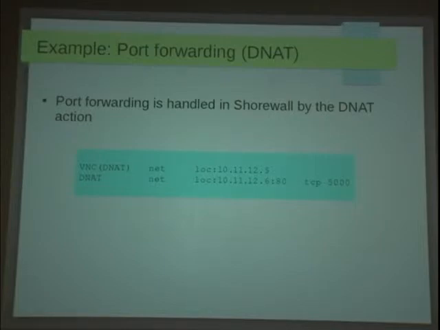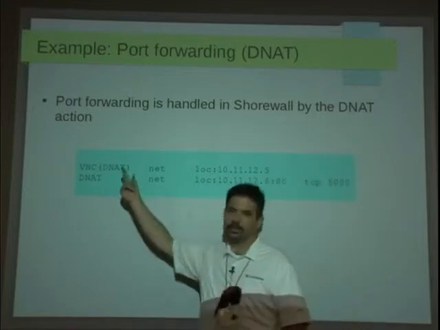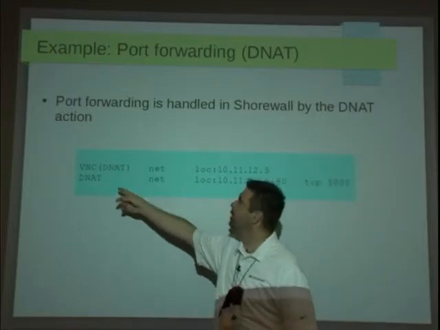Okay, so one thing that most people want to do when they're doing a firewall, especially if it's at home and you have a firewall with one external address, but you have machines behind the firewall that need to be able to do things, is port forwarding. So Shorewall calls this DNAT, Dynamic Network Address Translation. And that's the action that you have down here in place of accept or deny or drop.